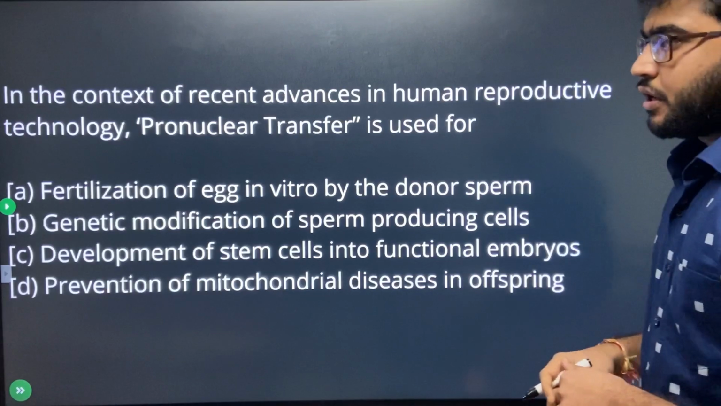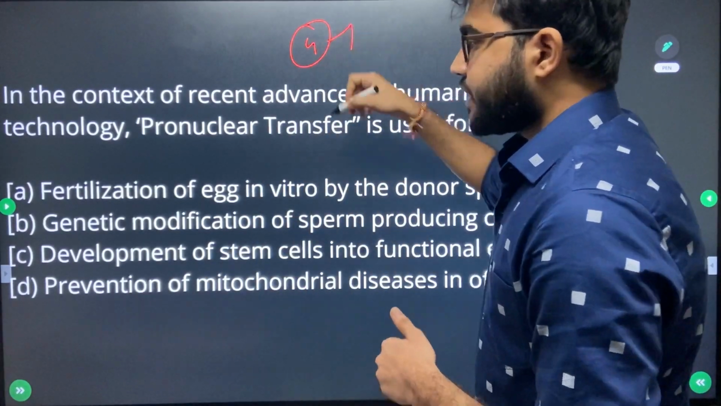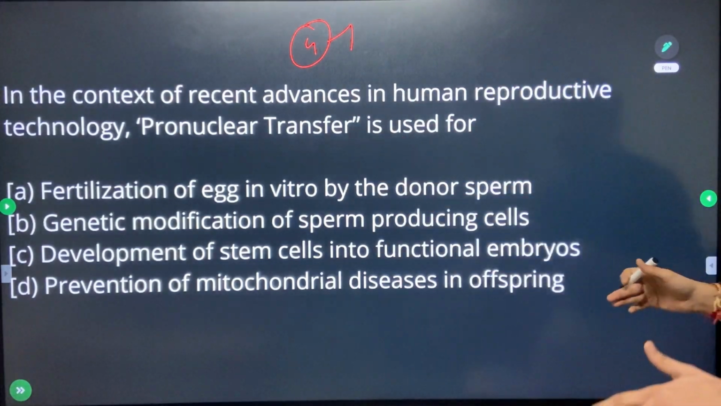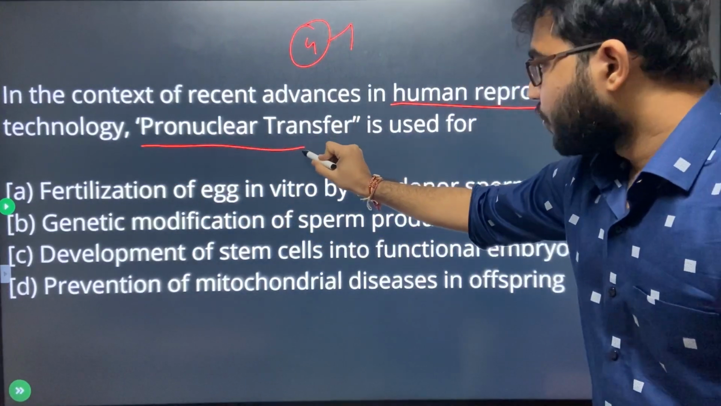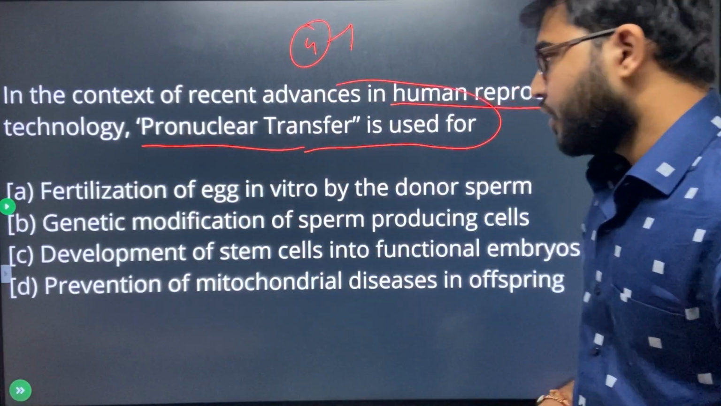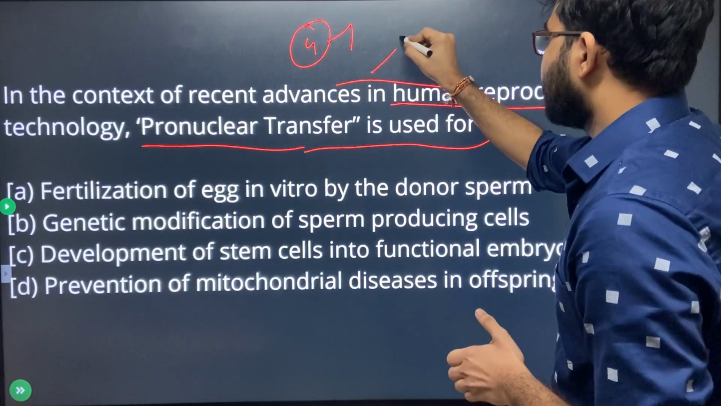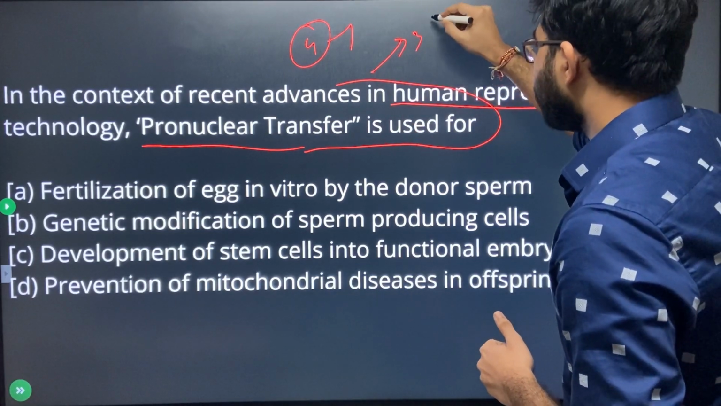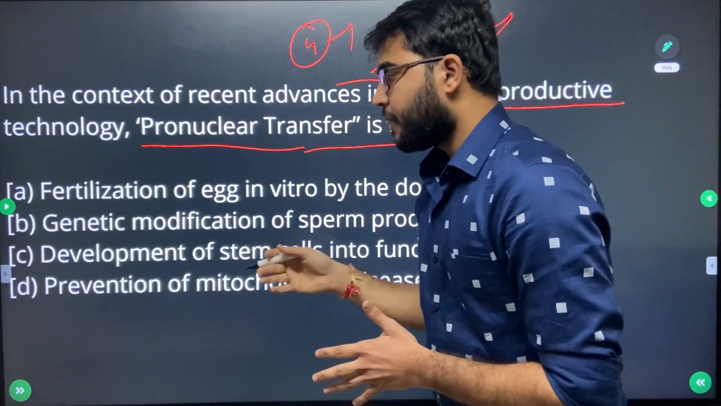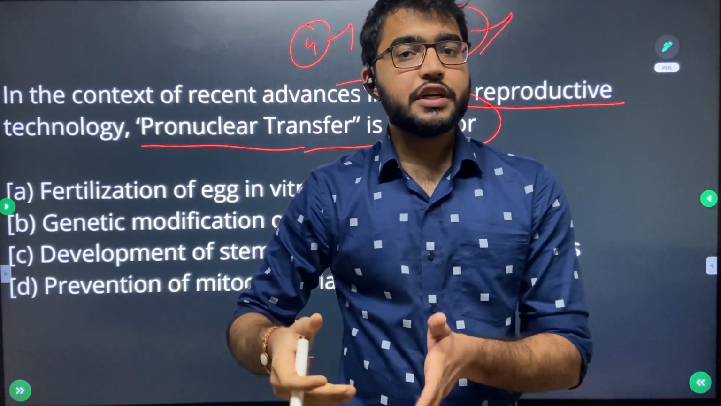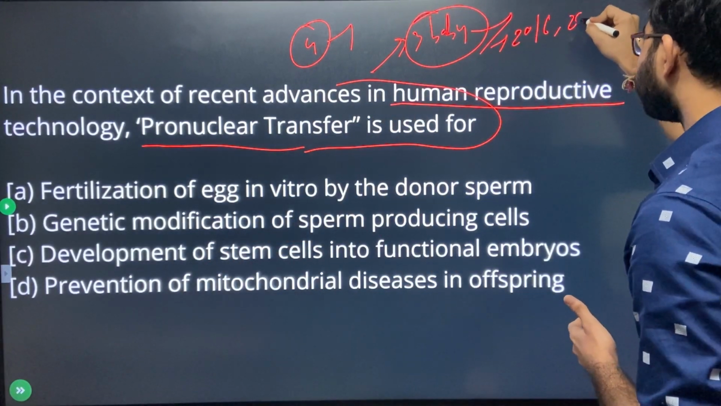Now 7 questions done. All the questions were statement based. Now we'll see the 4 questions which are not statement based, direct questions. In the context of recent advances in human reproductive technology, pronuclear transfer is used for. So this was in the news in 2016 and 2017. Again, UPSC has asked this question in 2020. All these things were in the news since 2016 and 2017.